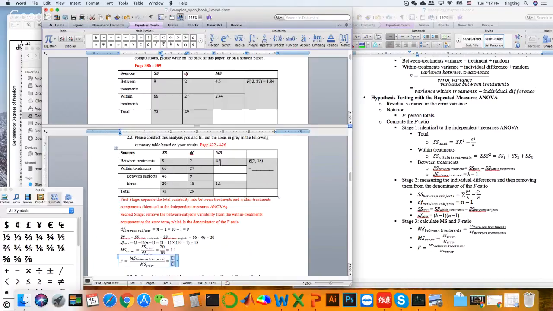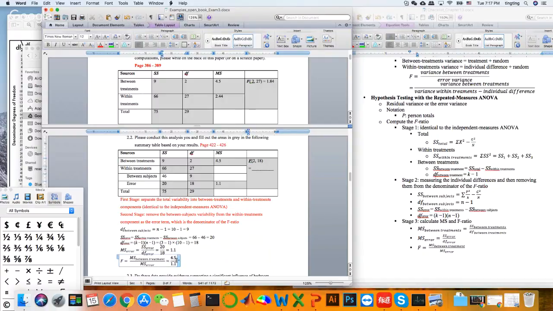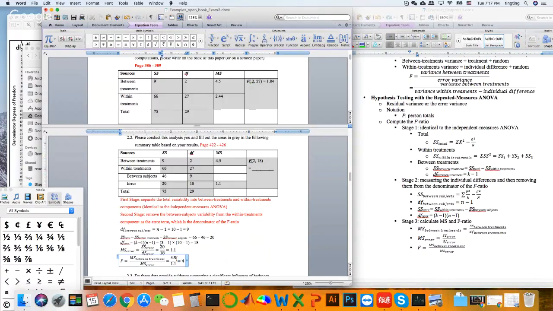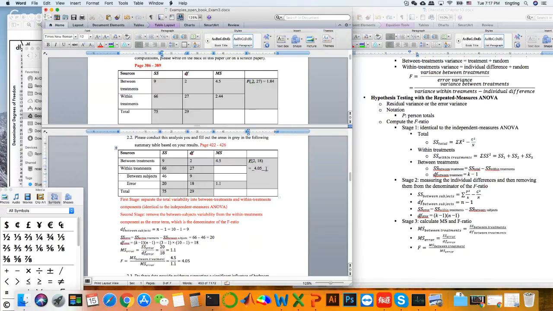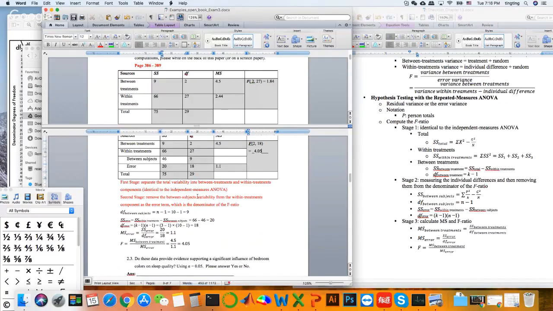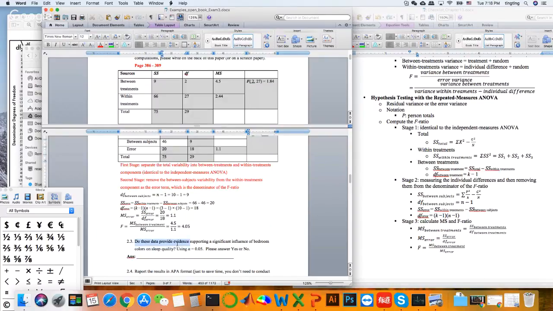So MS between, right? Just search the table. 4.5, here 1.1, here error term 1.1. So the answer here equals to 4.05. 4.05. So okay, we finished question 2.2, right? Next one, which is make a decision.